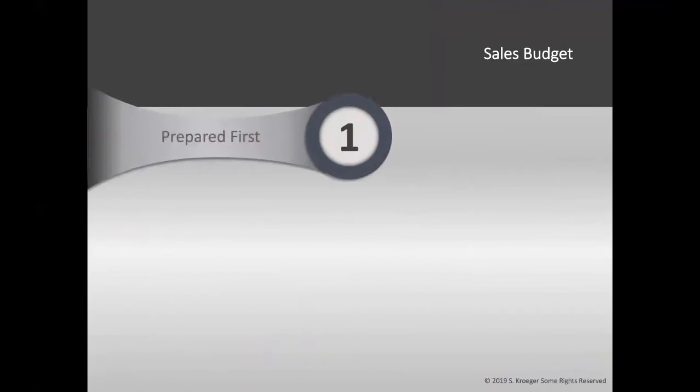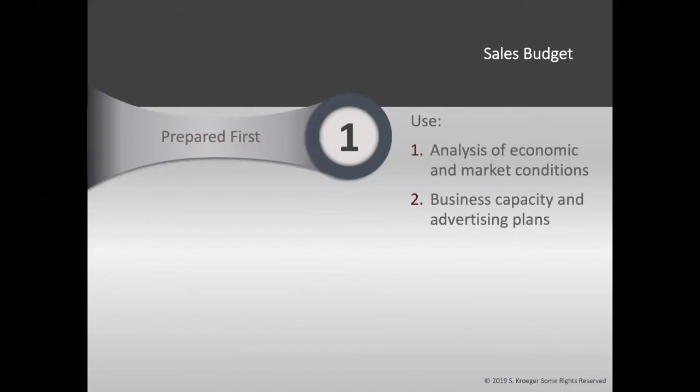The first budget is always the sales budget. We need to do this one first because we won't know how many units to make or what to purchase if we don't know what we plan on selling. In order to prepare this budget, analysts will look at economic and market conditions, the capacity of the business, because you cannot produce more than you can make, and advertising plans.